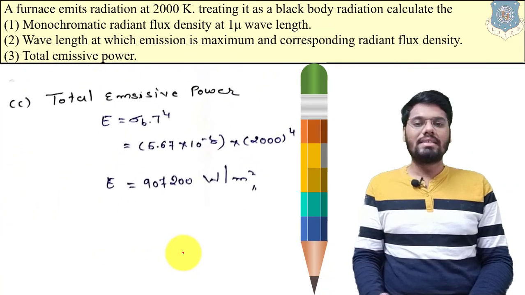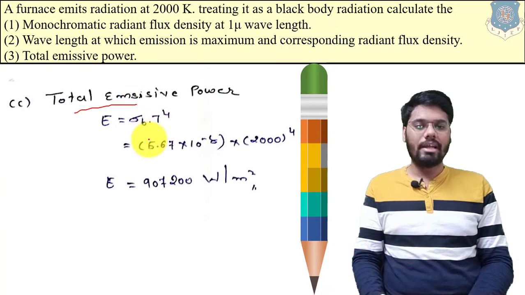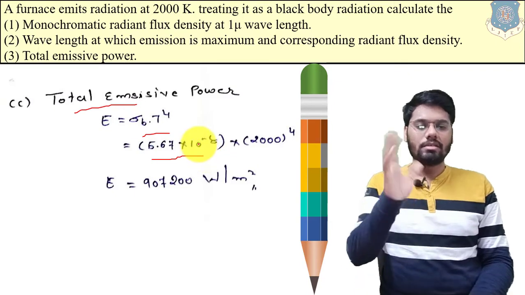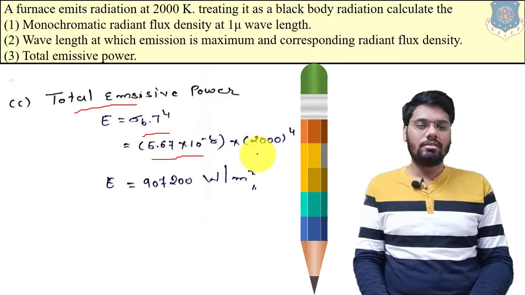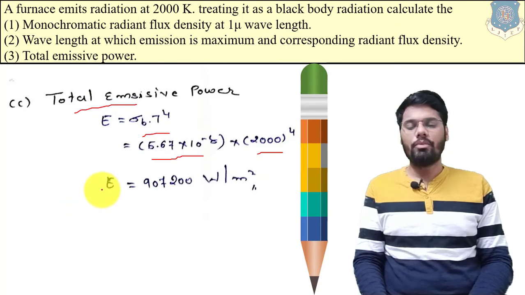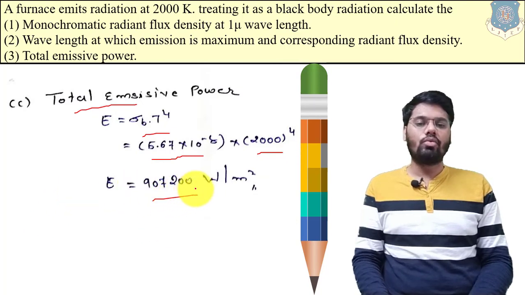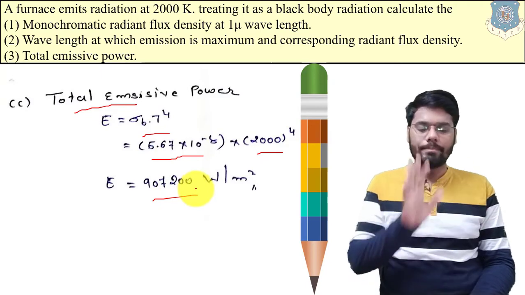Now the last thing, total emissive power, which can be calculated by sigma T raised to 4. Sigma is 5.67 into 10 raised to minus 8. Total emissive power means all the wavelengths are considered. So the temperature is 2000 Kelvin, which is already given. So the total emissive power is 907200 watt per meter square.